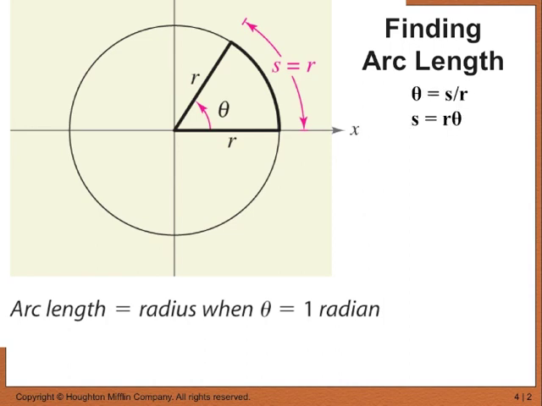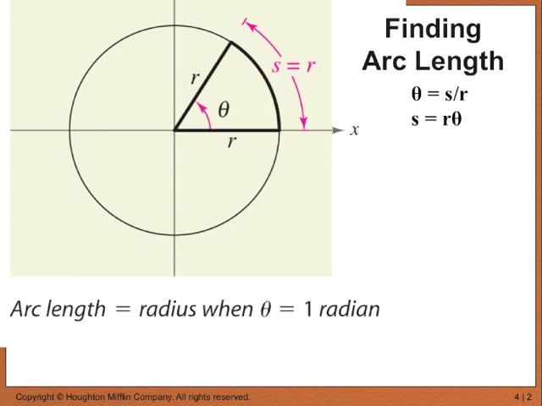So these are the new formulas: theta equals S over R, and S equals R theta. So let's see why these are true. First of all, if we're looking at theta, in this case theta is 1 radian, and S equals R. Well, obviously, S over R equals 1, because anything over itself equals 1. You know, 3 over 3 equals 1, 4 over 4 equals 1, 6,000 over 6,000 equals 1.